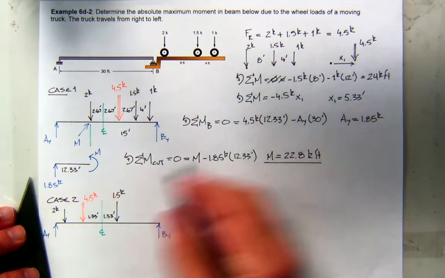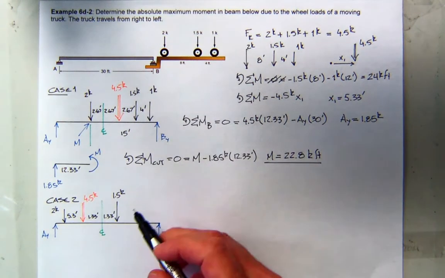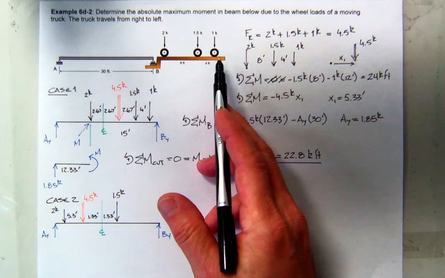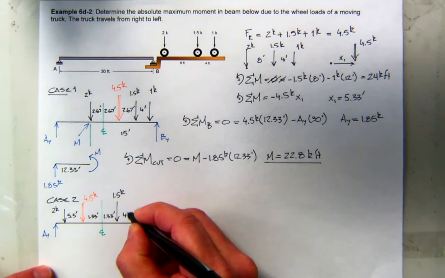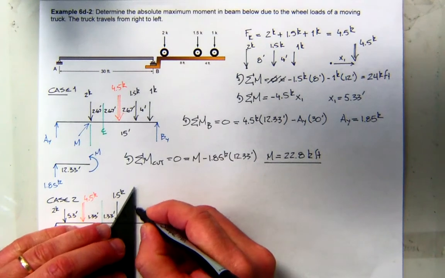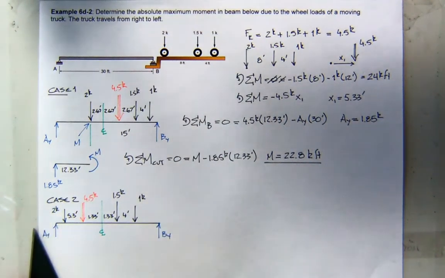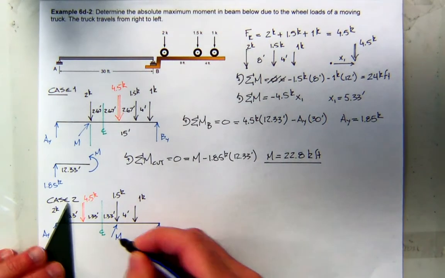And that value was 5.3. And then from the 1.5 back to the 1 kip force is 4 feet. And where is the point that I'm looking for? Under this force. So that's the position that I'm trying to find the moment.